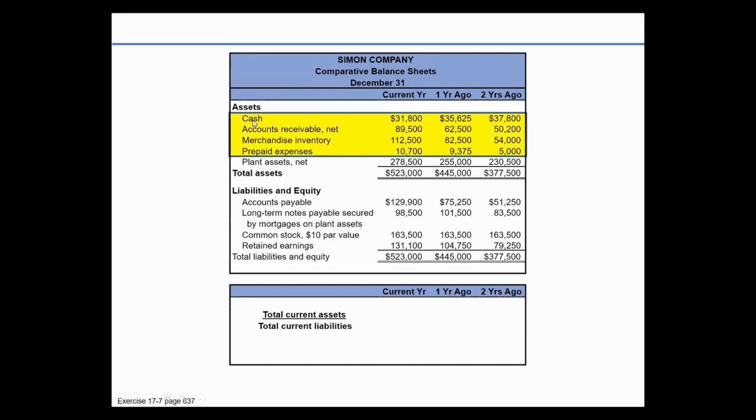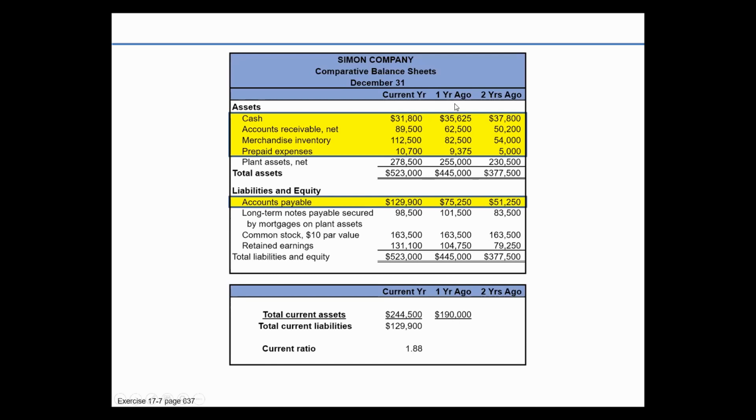So the current assets would be cash, accounts receivable net, merchandise inventory, and prepaid expenses. So those would be things that you could turn into cash fairly quickly within a period of one year or less. So we take the total for that, and again for the current year is $244,500. Then our current liabilities, and the only current liability that we have is our accounts payable, which for the current year is $129,900. So we take that. If we divide that out, we have 1.88.